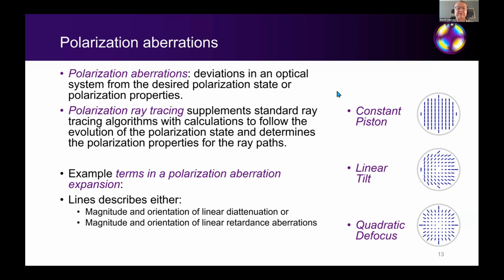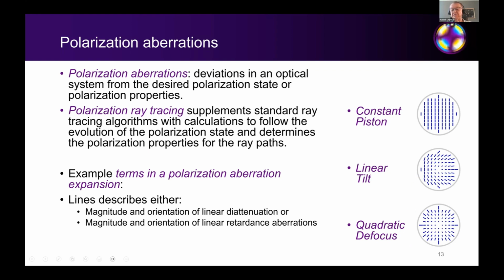And so we can use polarization ray tracing to supplement standard ray tracing algorithms, but use calculations to follow the evolution of the polarization state through the optical system and determine the polarization properties of ray paths. And so, for example, here are 2 or 3 terms in a polarization aberration expansion. I can have a constant polarization effect. I can have a linear effect, here going from vertical to horizontal across the x-axis, or 45 to 135 across the y-axis. So this is linear through the origin in every direction.